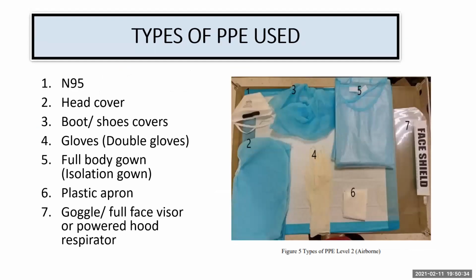So what are the types of PPE used? They include N95 masks. As I said, airborne particles are usually small, so we need a little bit more protection. So we need to use an N95 mask. Number 2, head cover. Number 3, boot or shoe covers. Number 4, gloves, and they suggest wearing double gloves. Number 5, full body gown. Number 6, plastic apron, and lastly, goggle or face shield. Next slide.